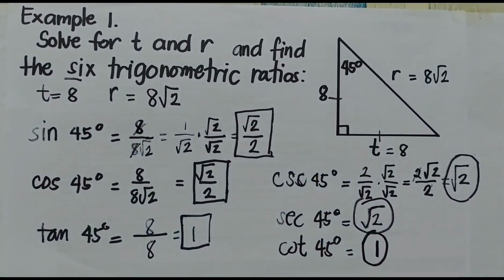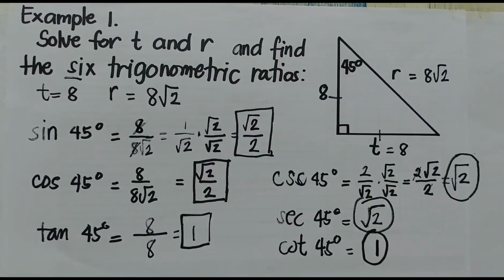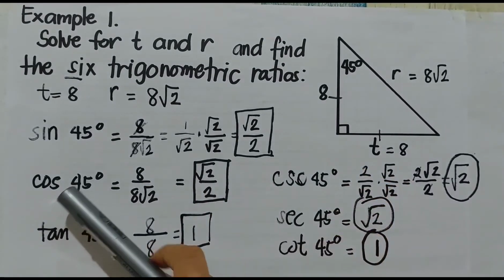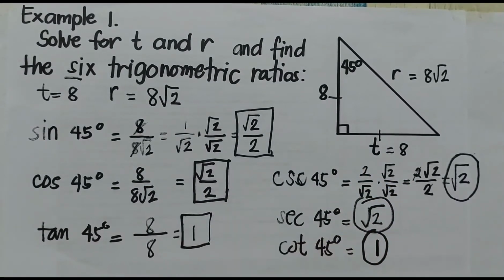Okay. So, if I ask, what is the value of sine 45 degrees? You will say square root of 2 over 2. Cosine 45 degrees, square root of 2 over 2. Tangent 45 degrees, that is equal to 1. Cosecant 45, that is square root of 2. Secant 45 degrees, that is square root of 2. And cotangent 45, that is equal to 1. Okay? I hope you understood.